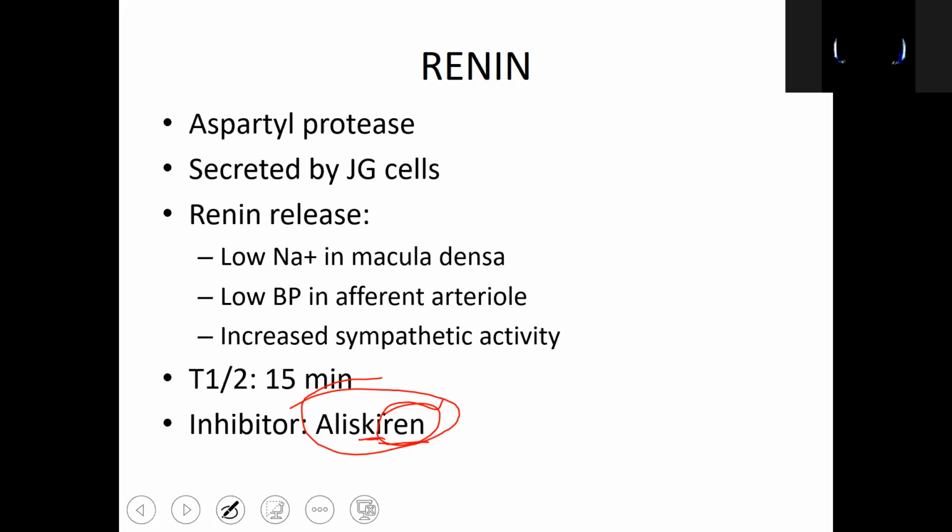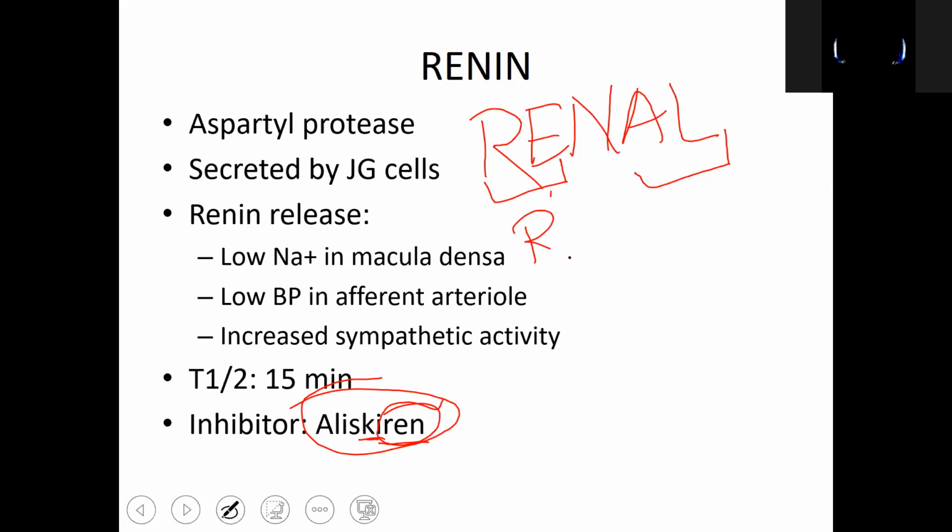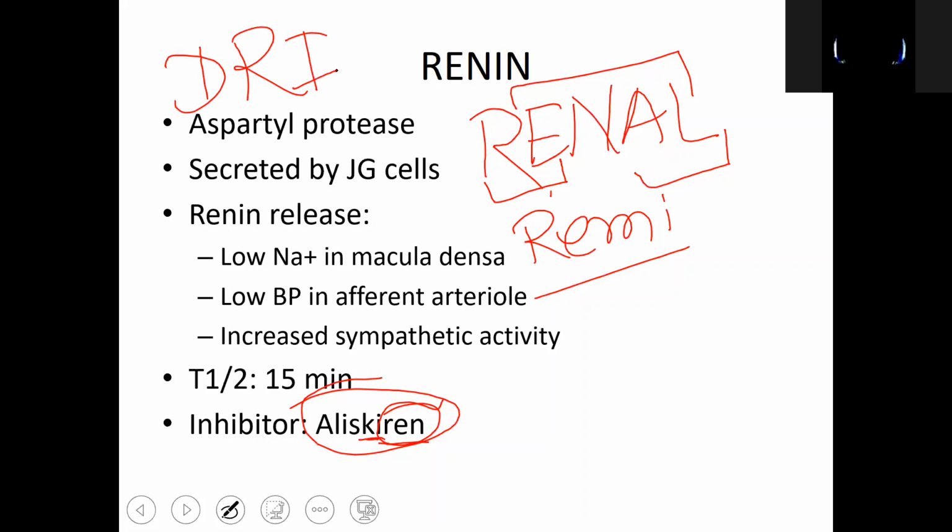Actually we can have two more renin inhibitors. They can be remembered in a mnemonic: AL is aliskiren, RE is remikiren, and ENAL is enalkiren. So there are three direct renin inhibitors: one is remikiren, one is aliskiren, and another is enalkiren. They are usually your second line or third line antihypertensive drugs.